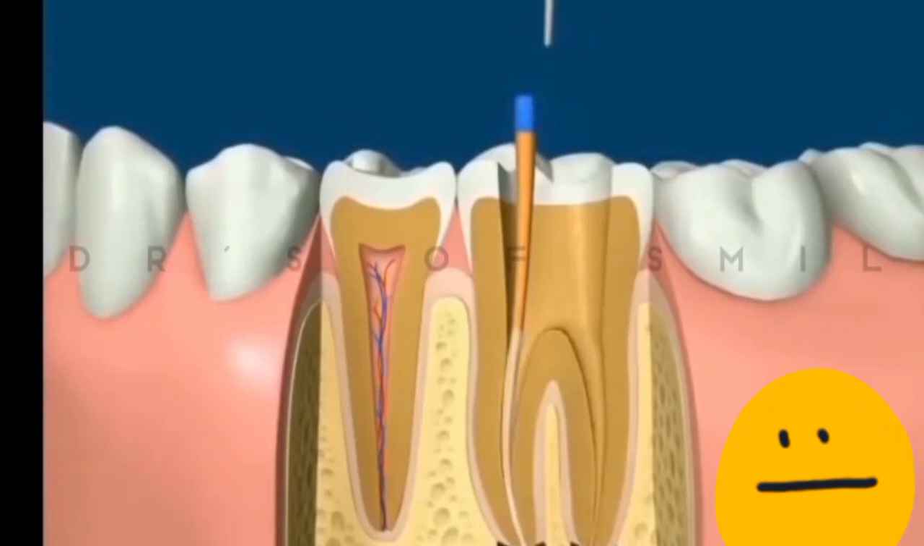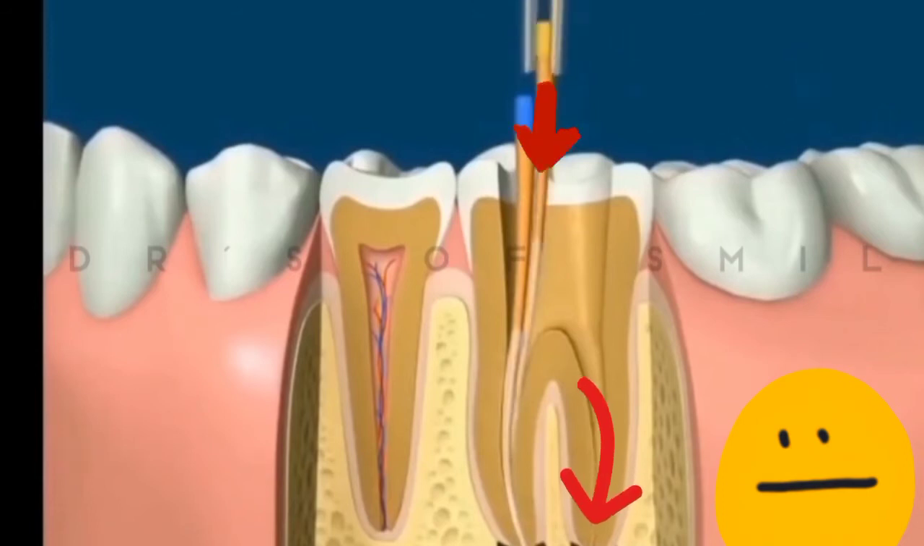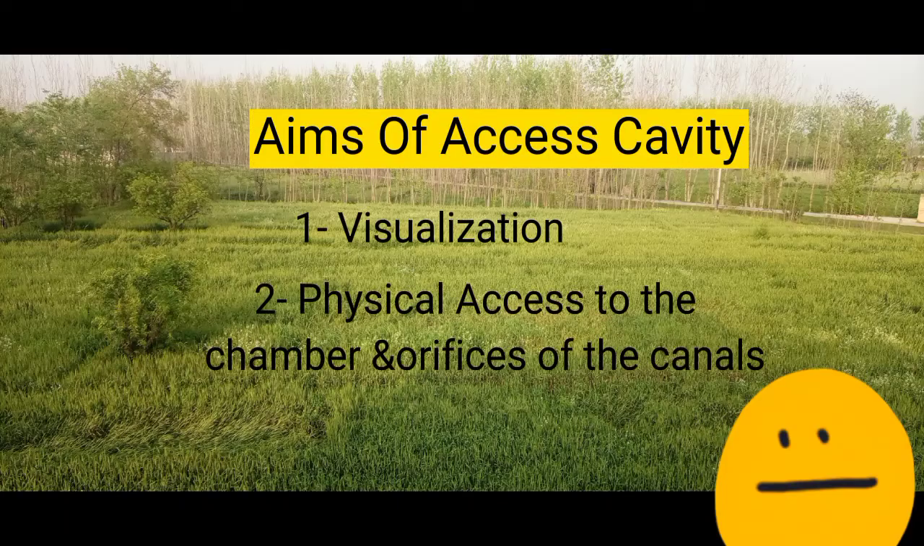You can see in this animated picture of the tooth the entry of the access cavity and its ending point, that is from the occlusal level of the tooth to the apex of the tooth. What are the aims of access cavity? The basic aim of access cavity preparation is visualization and physical access for the instruments and the materials used during RCT.